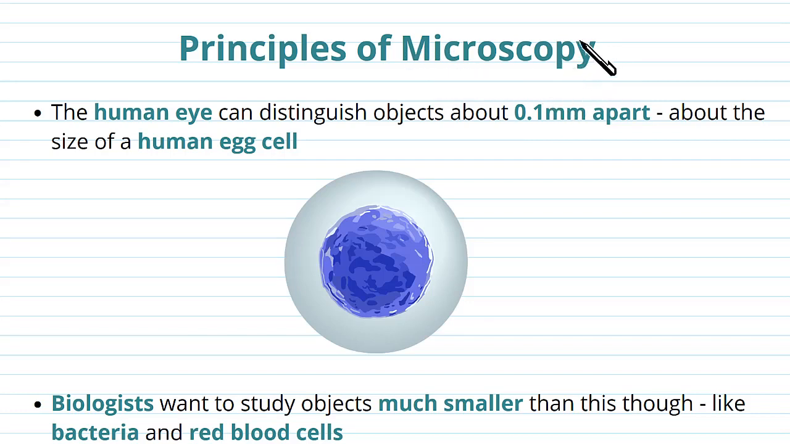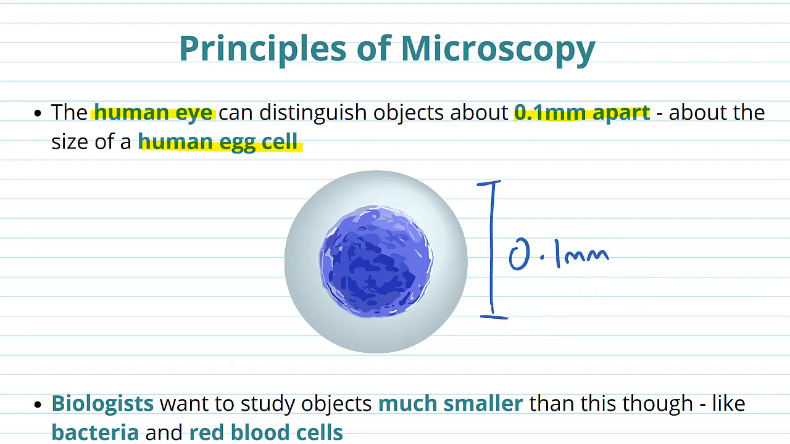When we're looking at particular structures with the human eye, just as they are, we can only distinguish things that are about 0.1 millimeters apart. This is just about the size of a human egg cell. End to end, a human egg cell is about 0.1 millimeters, or a tenth of a millimeter.